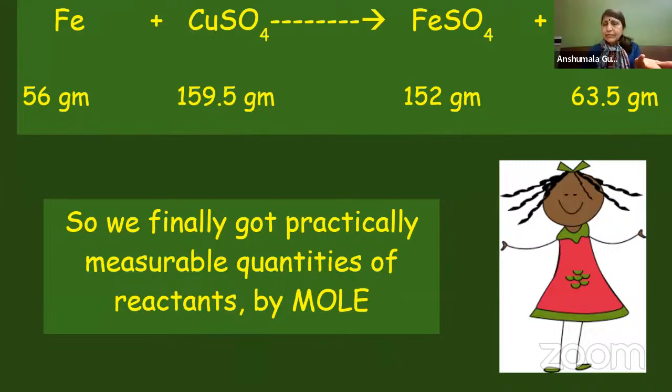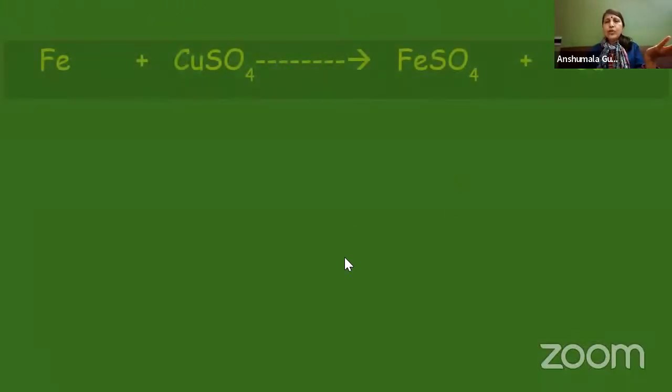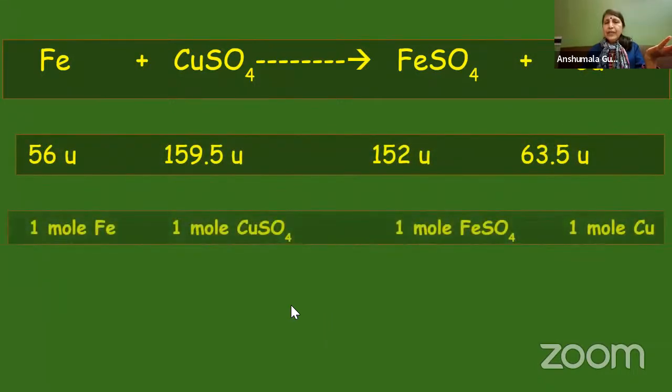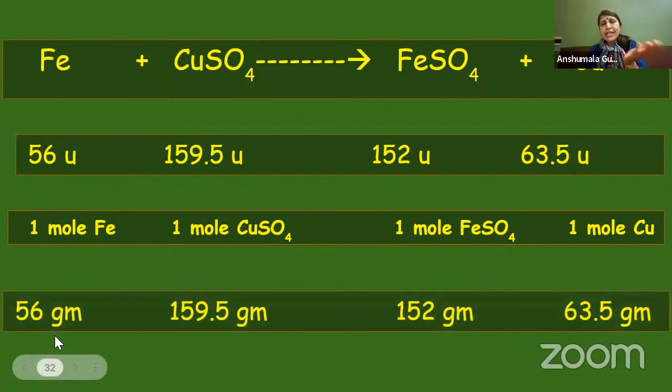Firstly, we have practically measurable quantities. Now you have 56 grams of iron, 159.5 grams of copper sulfate. Very practical. So that's why we take mole. From this equation, instead of 56 u of iron, we take 1 mole of iron, which means 56 grams of iron we take. We take 159.5 grams of copper sulfate, and we get so many products.